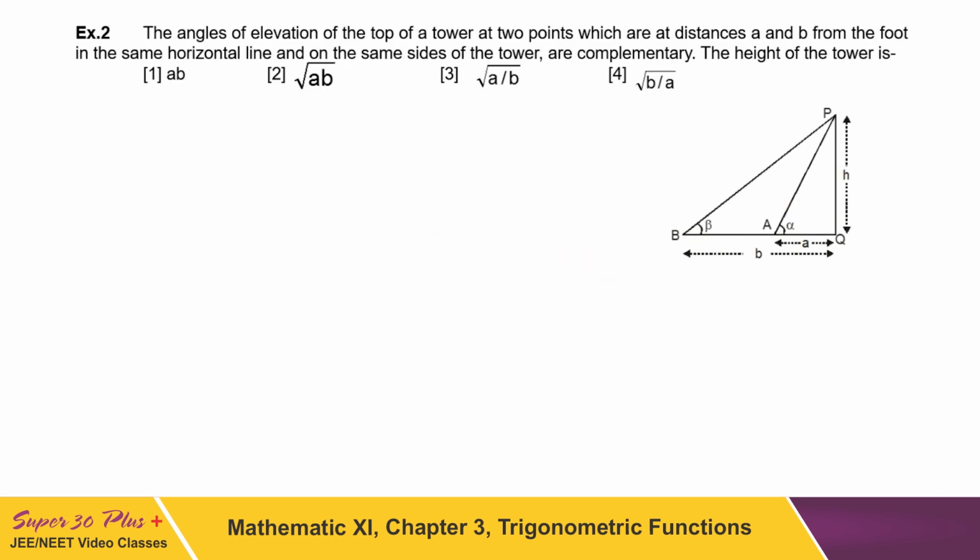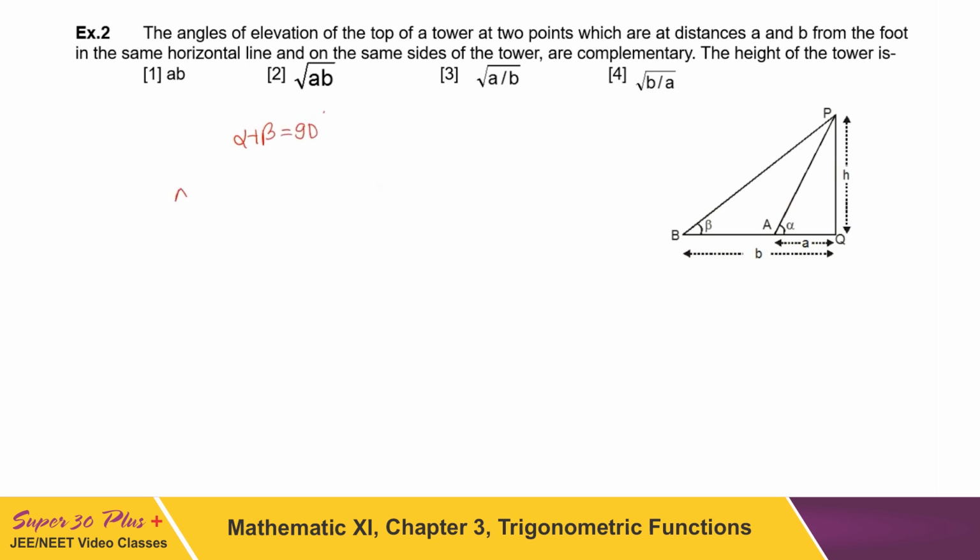Okay students, let's see one more question. The angle of elevation of the top of a tower at 2 points which are at distances A and B from the foot, in the same horizontal line and on the same side of the tower, are complementary. The height of the tower is? First of all, we have to draw this figure. Length AQ is A and length BQ is B. Angle PAQ is alpha and angle PBQ is beta, and these are complementary angles. What is the meaning of complementary angles? Alpha plus beta is equal to 90.